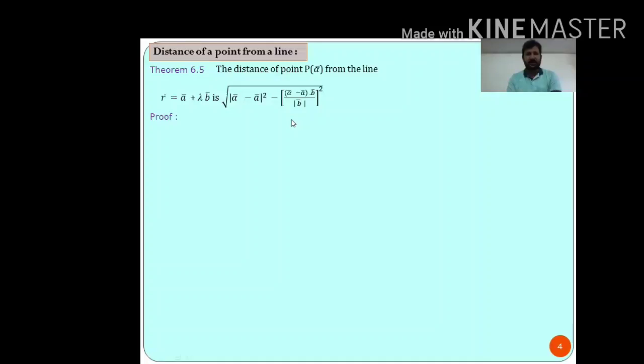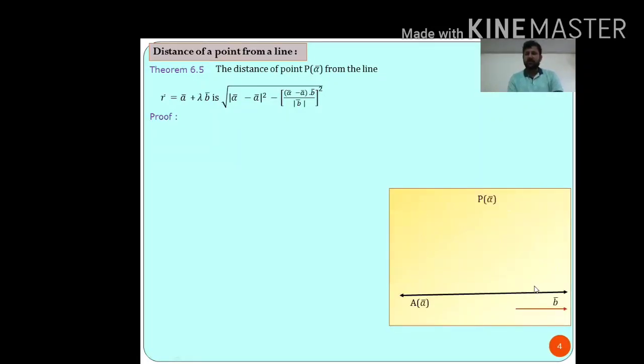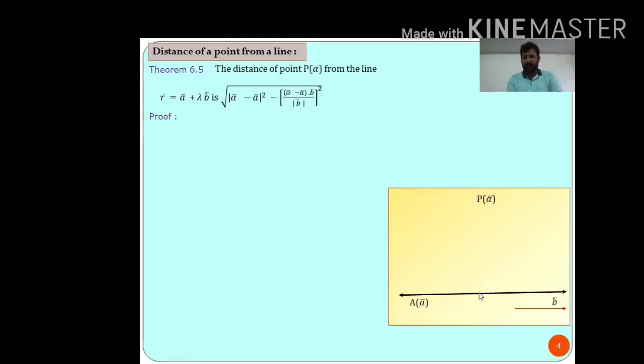First part, geometrically. The line is given as L. To find the distance of a point P from the line, point P of alpha bar is any point in the plane. The line passes through the point A of A bar and is parallel to B bar, whose equation is R bar equals A bar plus lambda times B bar. The target is to find the distance of this point P from the line.